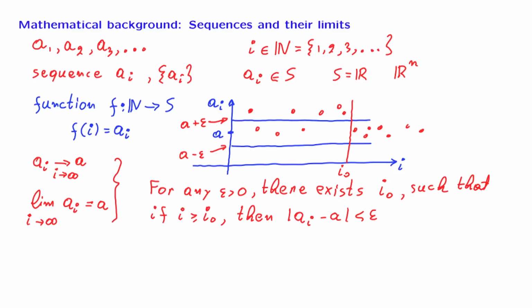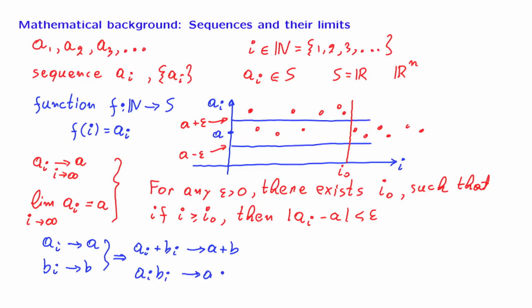Convergence of sequences has some very nice properties that you're probably familiar with. For example, if I tell you that a certain sequence converges to a number a and another sequence converges to a number b, then we will have that a_i plus b_i, which is a new sequence, the ith element of this sequence is this sum, will converge to a plus b. Or similarly, a_i times b_i, which is another sequence, converges to a times b.